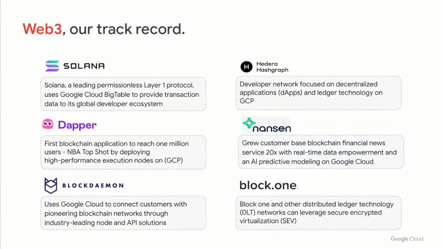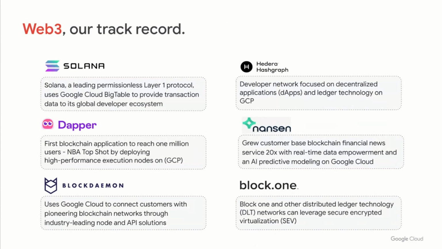Solana is one of the leading layer 1 protocols, and we help them use Bigtable to store all historical transaction data and make it accessible to developers so that it's globally available and fast to query. Dapper Labs is one of the leaders in the space and created the ERC 721 standard for NFTs. They built the first blockchain app to reach 1 million users, NBA Top Shot, and they deployed nodes on GCP to achieve the performance required by their users.